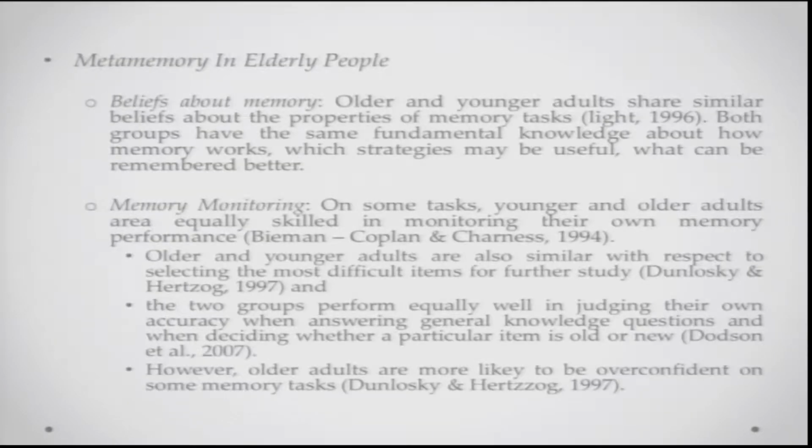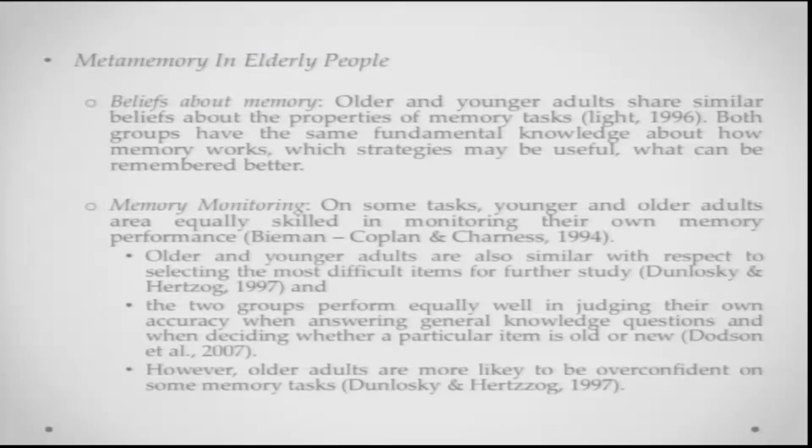Let us talk a little bit about adults' metamemory, elderly people's metamemory. They have some kind of beliefs about memory. Older and younger adults, in some sense, do not differ, because they share very similar beliefs about the properties of memory tasks, what is being tested, how you learn it, the same fundamental knowledge about how memory works, which strategies may be useful for remembering this material, and what material I can remember better. So there is no real difference in metamemory beliefs about memory between younger adults and older adults.